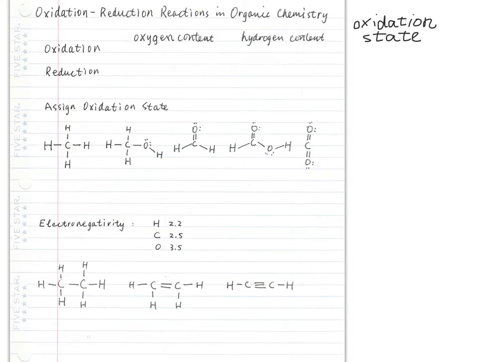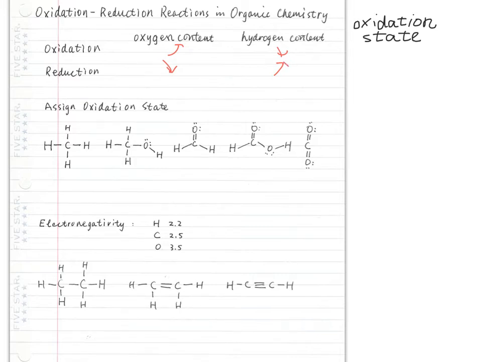In organic chemistry, oxidation is often associated with an increase of the oxygen content of the molecule or a decrease of the hydrogen content. Reduction, on the contrary, is often associated with a decrease of the oxygen content and an increase of the hydrogen content.